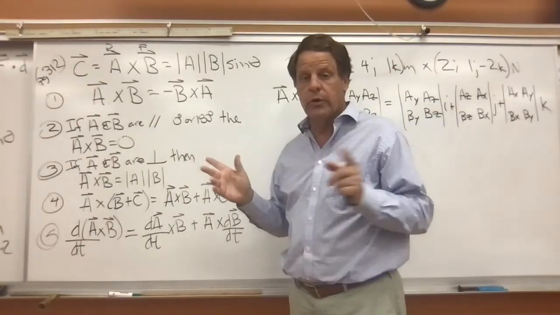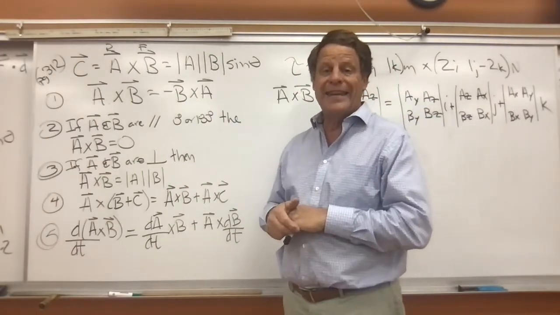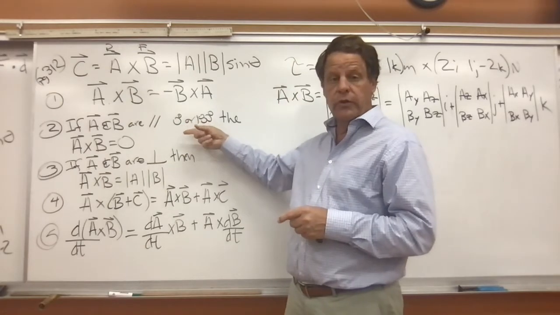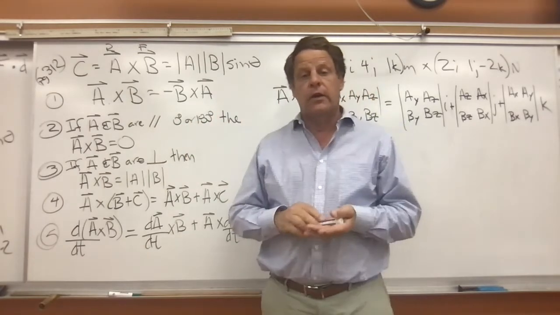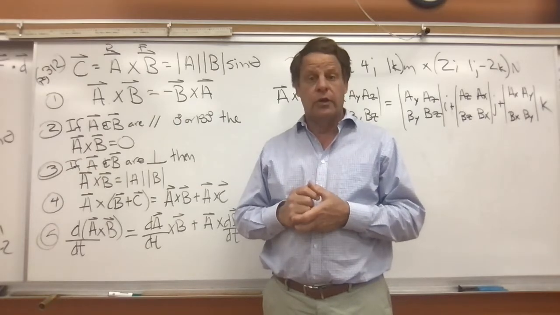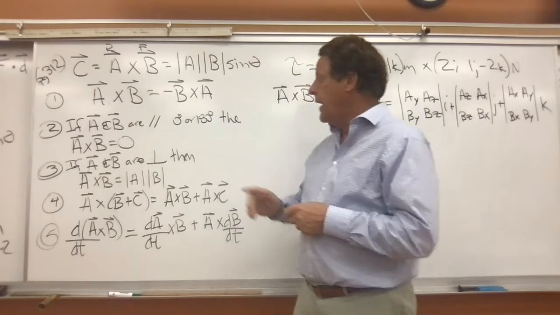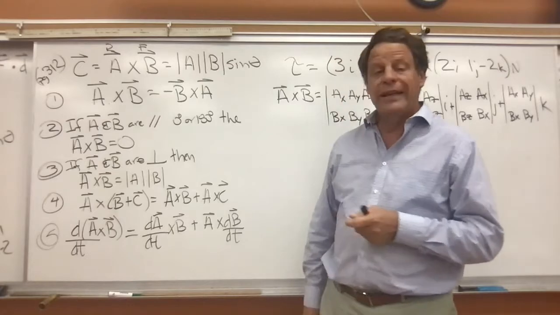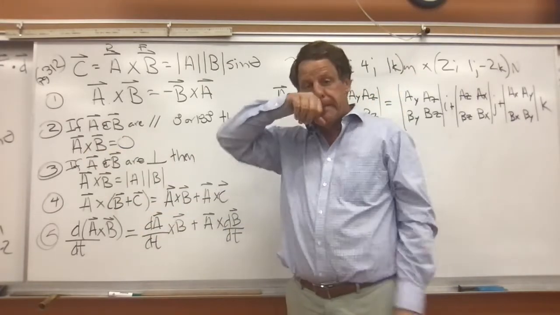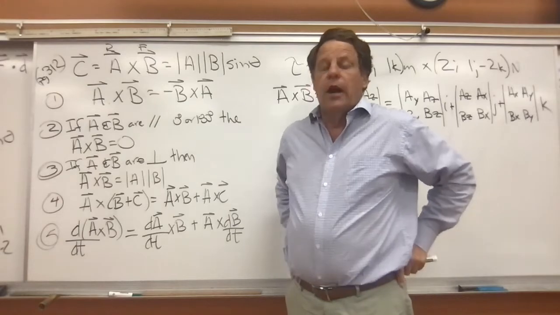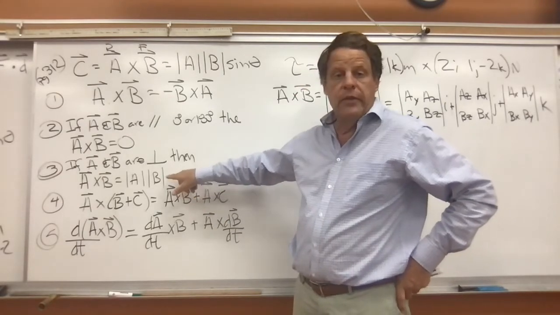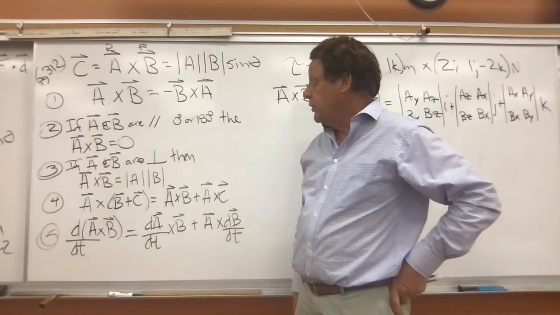Okay, if they switch the order, it's not equal, but they become the negative of each other. If A and B are parallel, which means either going 0 degrees or 180, then the cross product is going to be equal to 0, because the sine of 0 or the sine of 180 is equal to 0. And property 3 is if they are perpendicular. If they're at 90 degrees, then the sine of 90 degrees is 1, so it just becomes the absolute value of A times the absolute value of B.